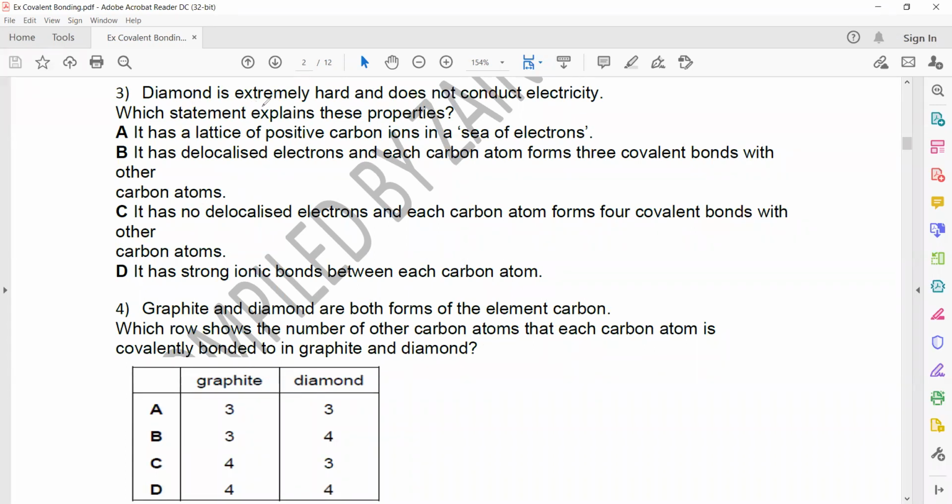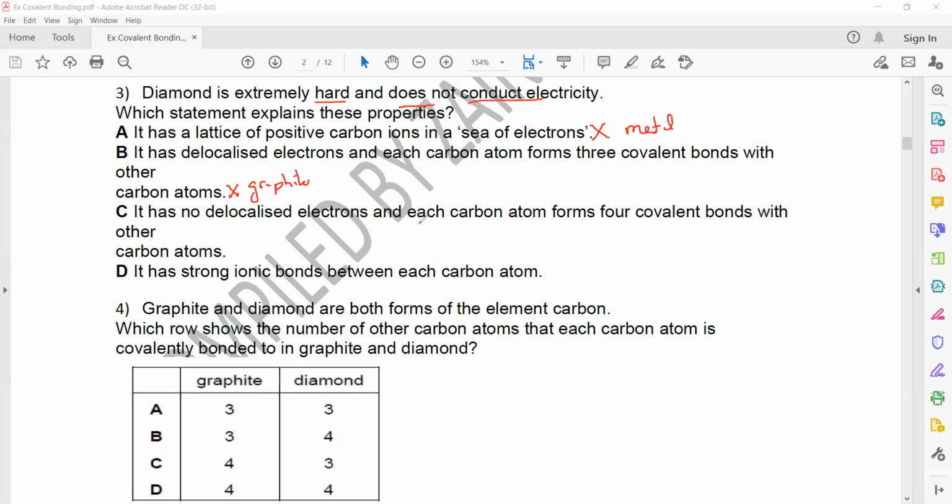In question 3, diamond is extremely hard and it does not conduct electricity. Which statement explains these properties? This is related to macromolecules. It has a lattice of positive carbon ions and a sea of electrons. That's wrong because that is the structure of a metal. It has delocalized electrons and each carbon forms 3 covalent bonds. That's wrong because that is about graphite.